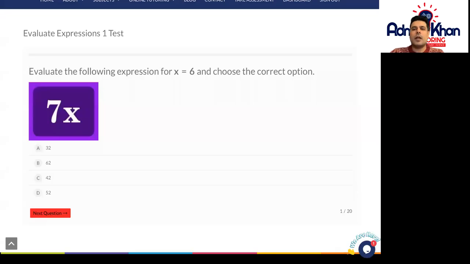Hello and welcome to evaluating expressions. These expressions form the basis of basic algebra.